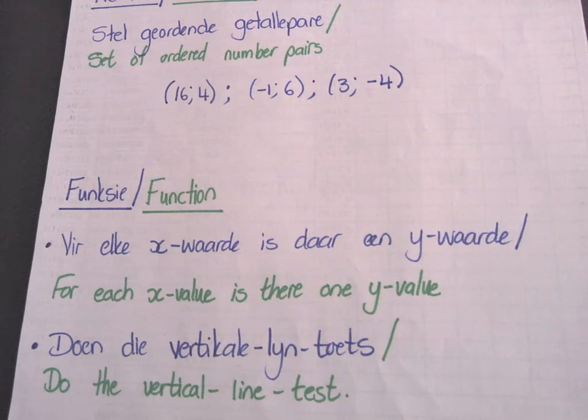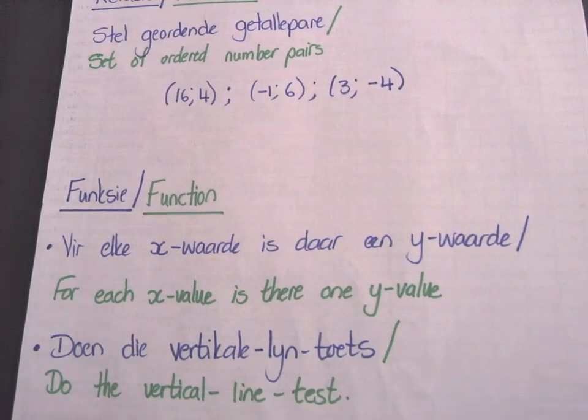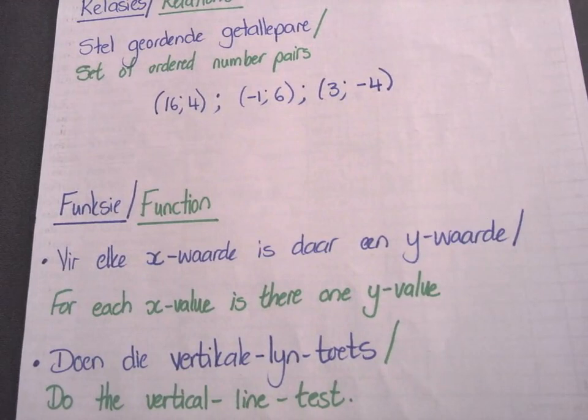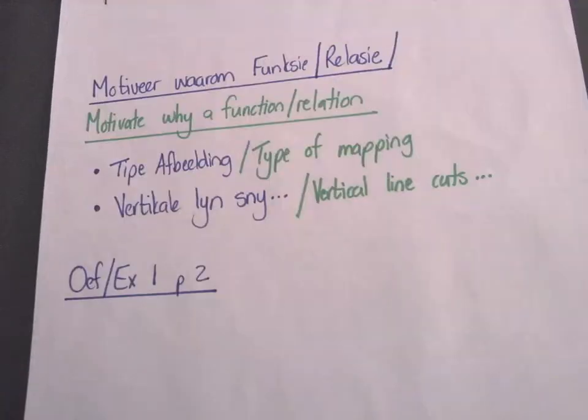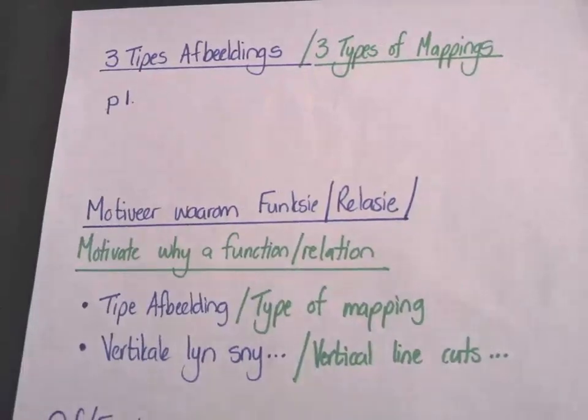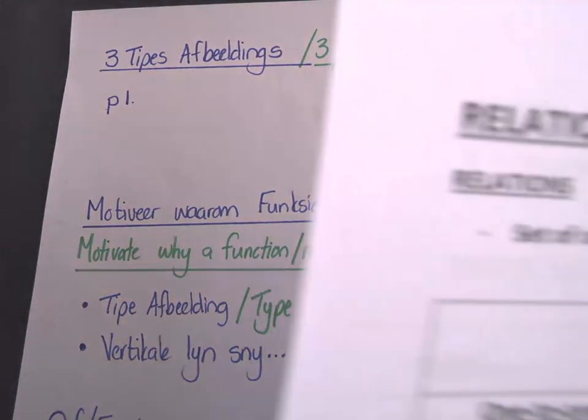Yes. So when do we do the vertical line test? I'm going to show it to you now. Definitely. Can I carry on? Yes. So there are 3 types of mappings. Now let me just get my notes. And that is on page 1.